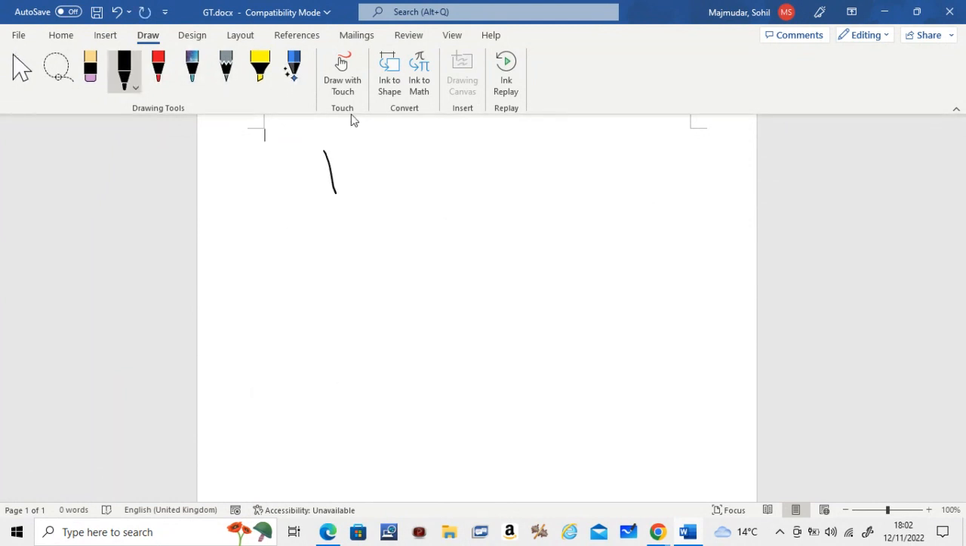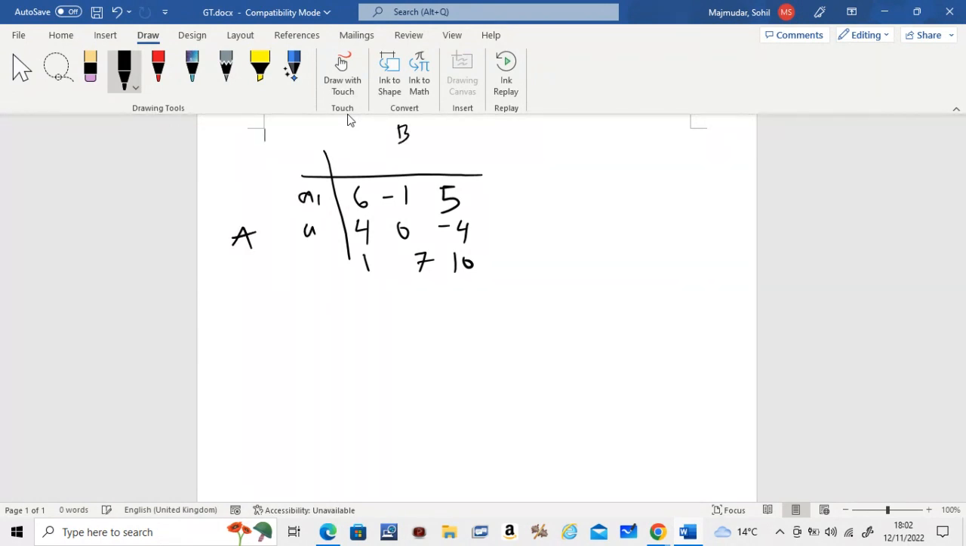Let's go back to our matrix, which was 6, -1, 5, 4, 0, -4, 1, 7, 10. Okay, this is player A, this is player B, A1, A2, A3, B1, B2, B3.